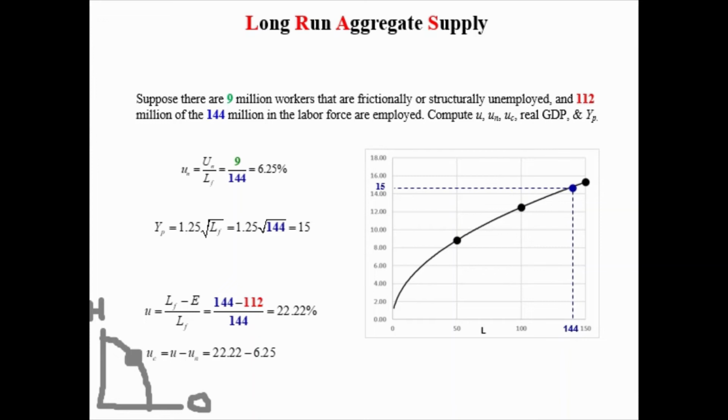Cyclical unemployment is 15.97%. It's the difference between the unemployment rate and the natural rate of unemployment. So unemployment's too high. Now we're in a situation where we're out here somewhere.